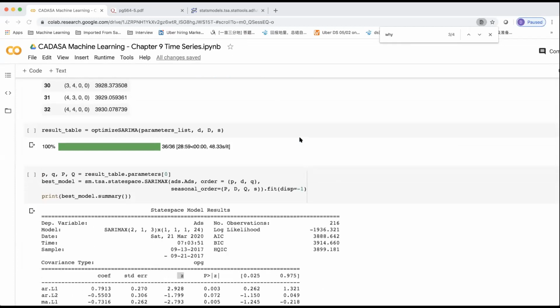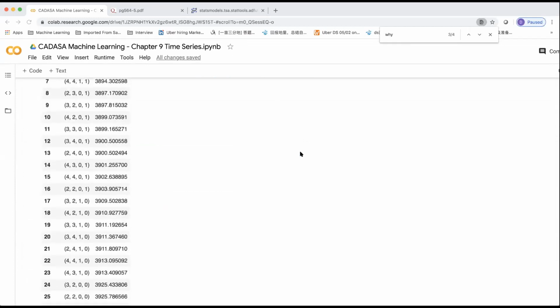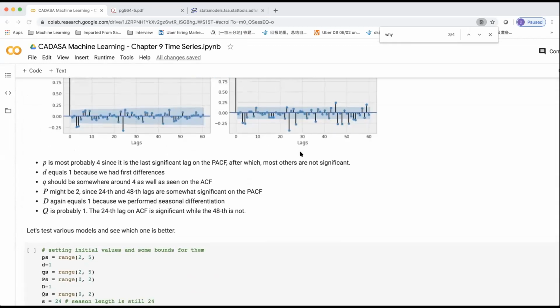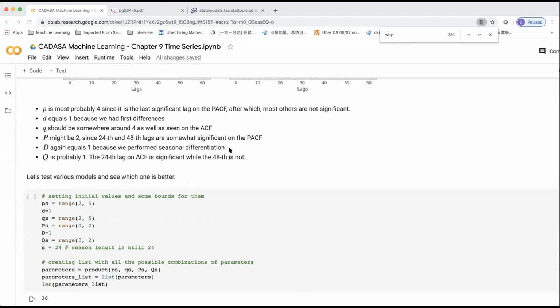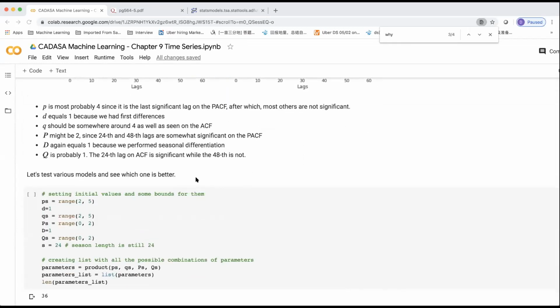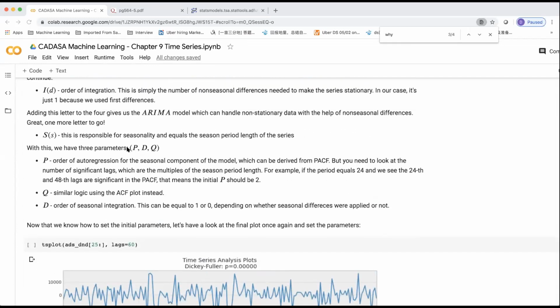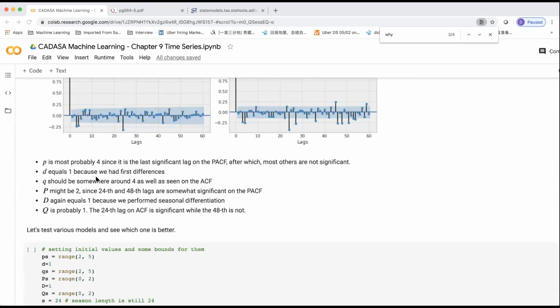Okay, so the next part would be building the model. Now we already know the parameters we need, so let's build a model. This is just a try. We figured out that those parameters could be an excellent choice here.